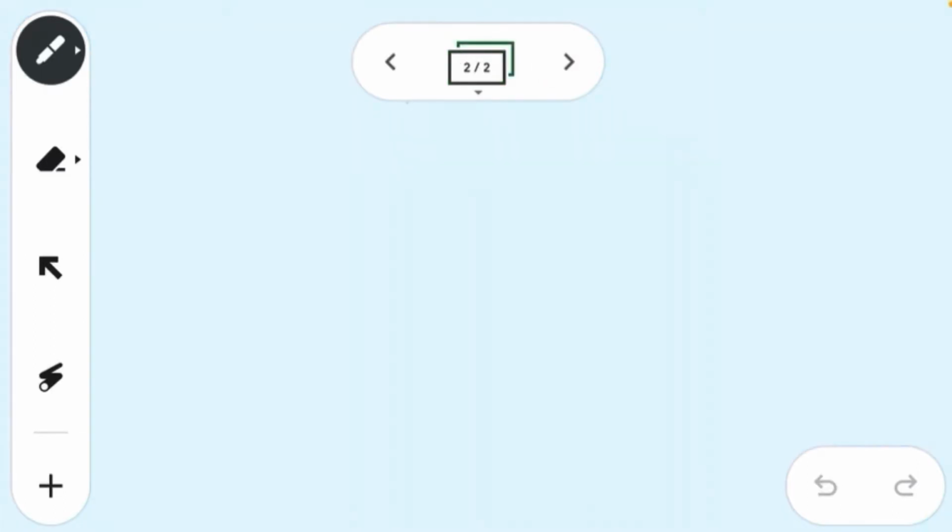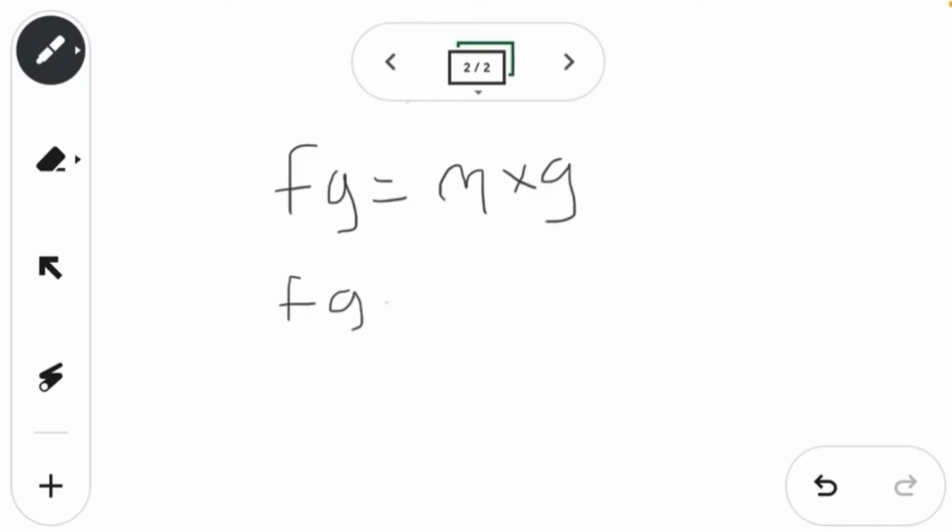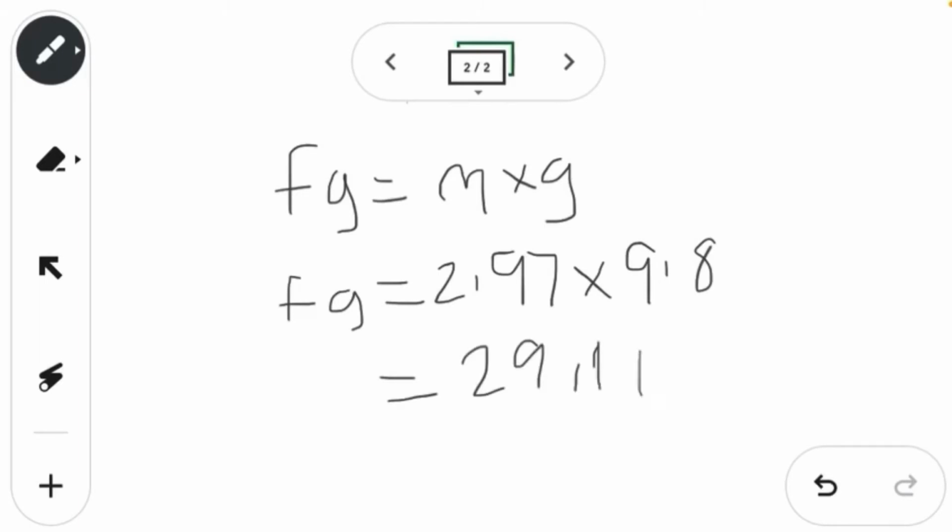And then you will find it on Earth, which is Fg equals mass times gravity, which is 2.97 times 9.8, and the final answer is 29.1 Newton.